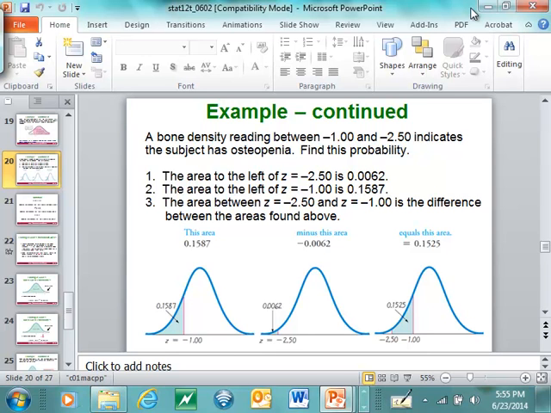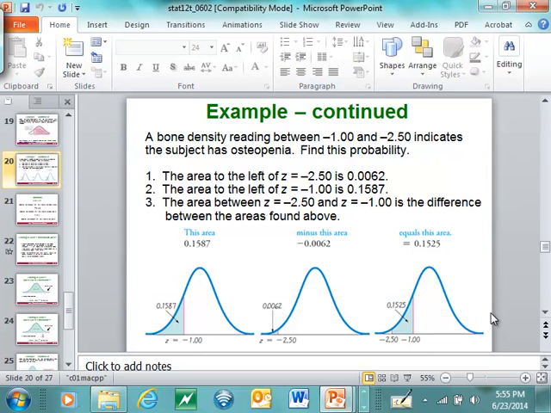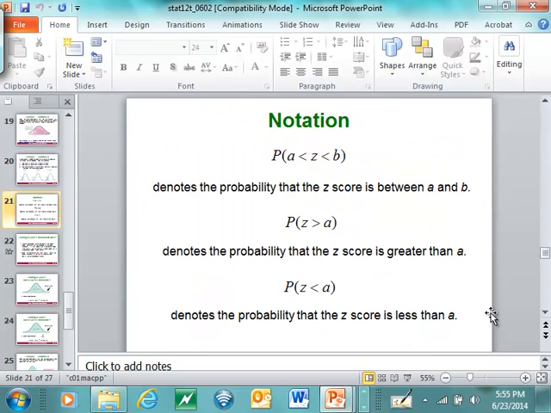MyStatLab should not be counting it wrong if you use the calculator or the table. It does have some forgiveness, so to speak, if your answer is off by 1/10,000th or 2/10,000th. Okay. Anyway, moving along. So make sure that you know how to use your calculator and the table, how to calculate probabilities.